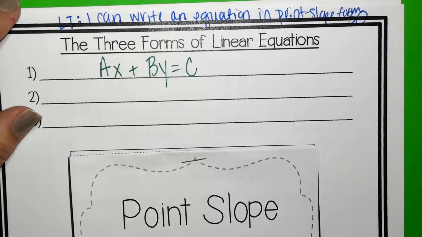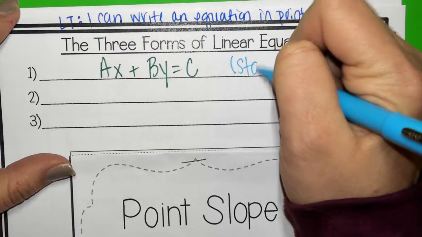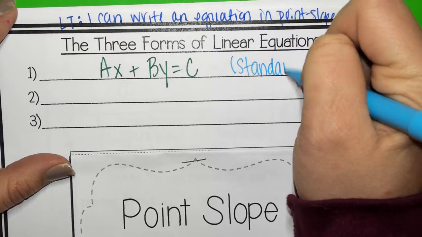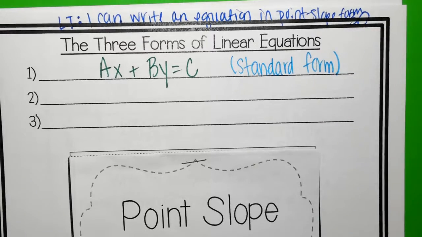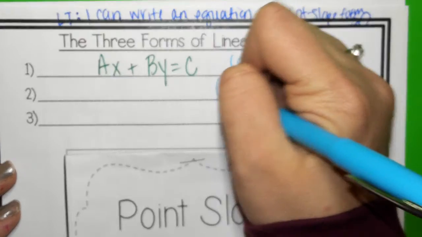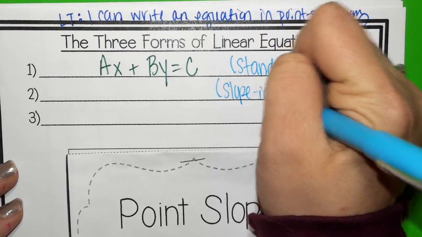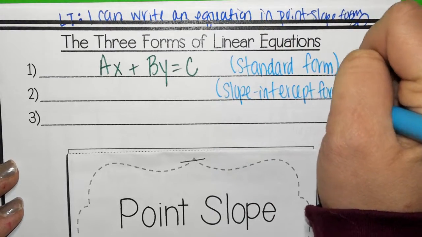All right, our second form. So this was standard form. All right, our next form was slope-intercept form, which was what? All right, more than 2 people should remember that from 4 minutes ago.